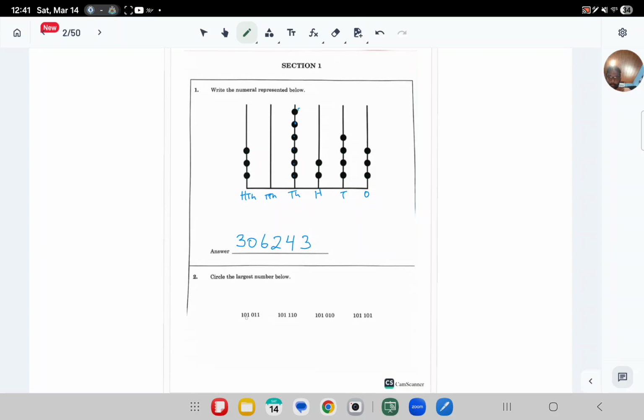Number 2, I said circle the largest number below. So looking at the numbers below, we realize all the numbers in the thousands section have the same digits. So we start looking at the hundreds column. Here's 0, here's 1, here's 0, and here's 1. So we can get rid of these and remain with these two. Since these two in the hundreds columns are the same, we look at the tens column. We want the largest number. The tens column here is 1, which is larger than the 0 here. So our answer will be this one.